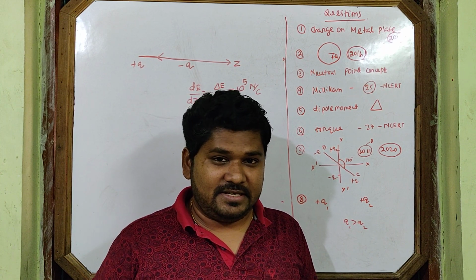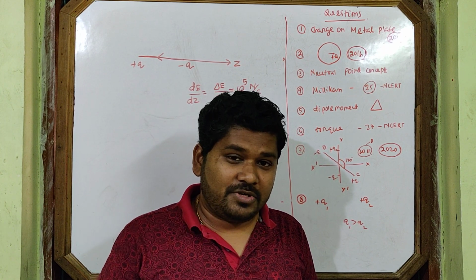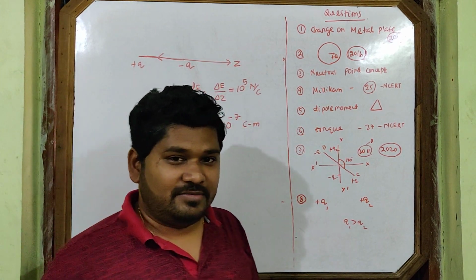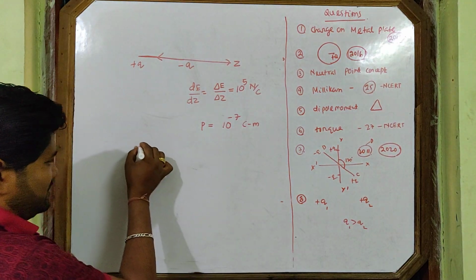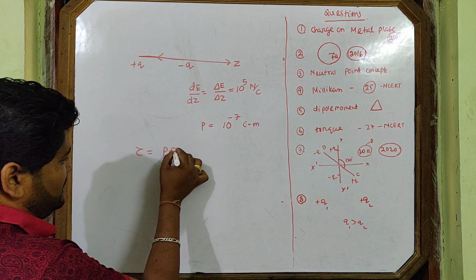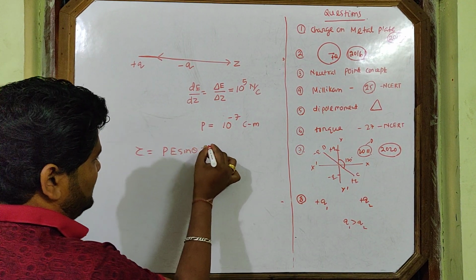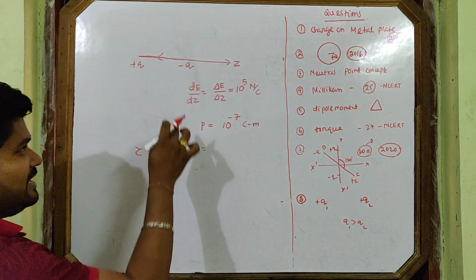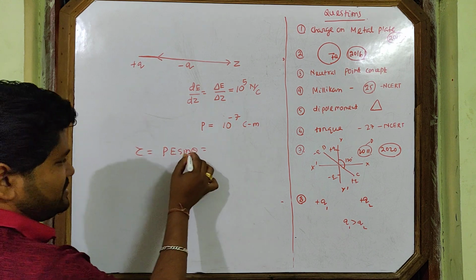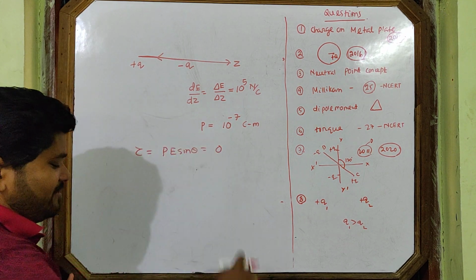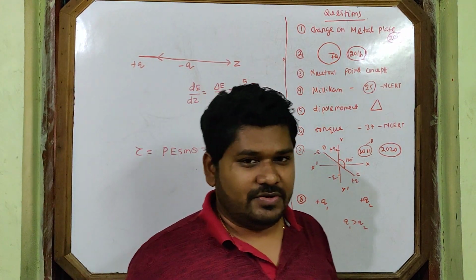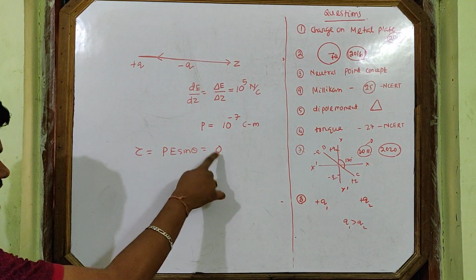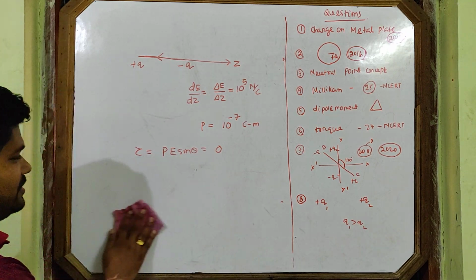The question asks to find the force and torque on the dipole. First let us see torque. What is the torque formula? PE sin theta. So theta is how much? Electric field is along positive Z direction, dipole moment along negative Z direction, so theta is 180 degrees. Sin 180 is 0, so the torque is 0.